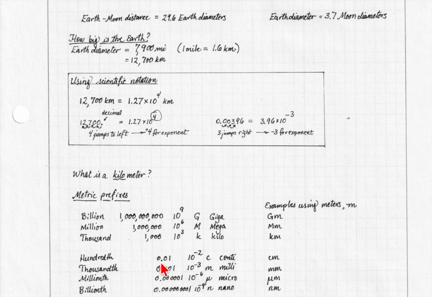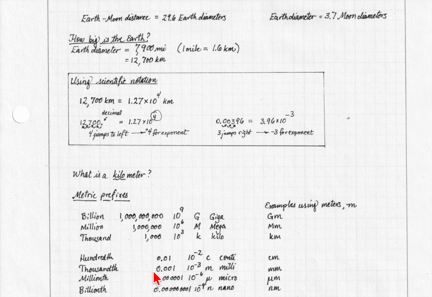All right, so 100th, well, that's 0.01. And so if we were to move the decimal place over 2 places to the right to get a 1.00, that's 10 to the minus second power, 10 to the minus 2. And that prefix is a lowercase c for centi, meaning 100th. Okay, so that's where you get a centimeter, 100th of a meter, which is roughly 1/3 of an inch.